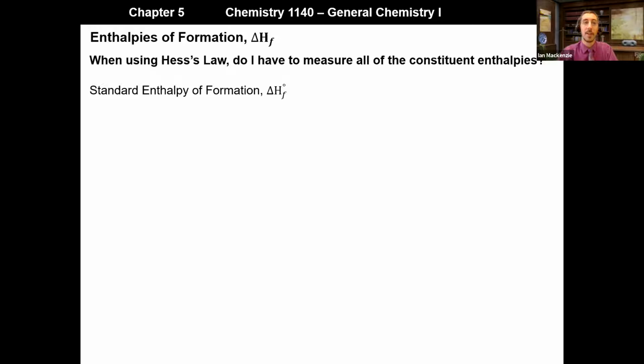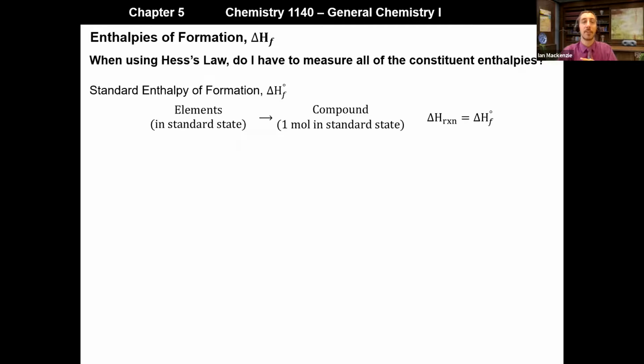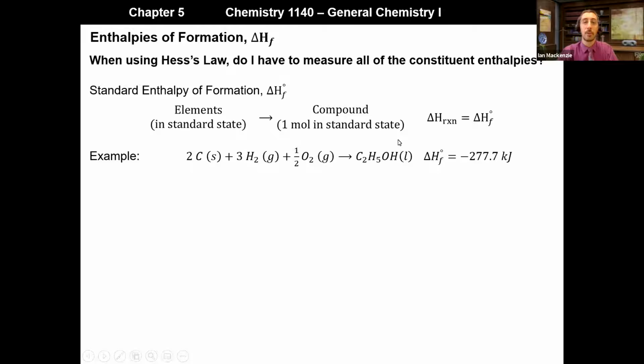formation. This is defined as the enthalpy for the reaction that forms 1 mole of a compound in its standard state, whatever it is at normal room temperature and pressure, directly from its elements in their standard state. So an example here is the heat of formation for ethanol. So it's the heat for the reaction for the formation of ethanol directly from its constituent elements in their form.